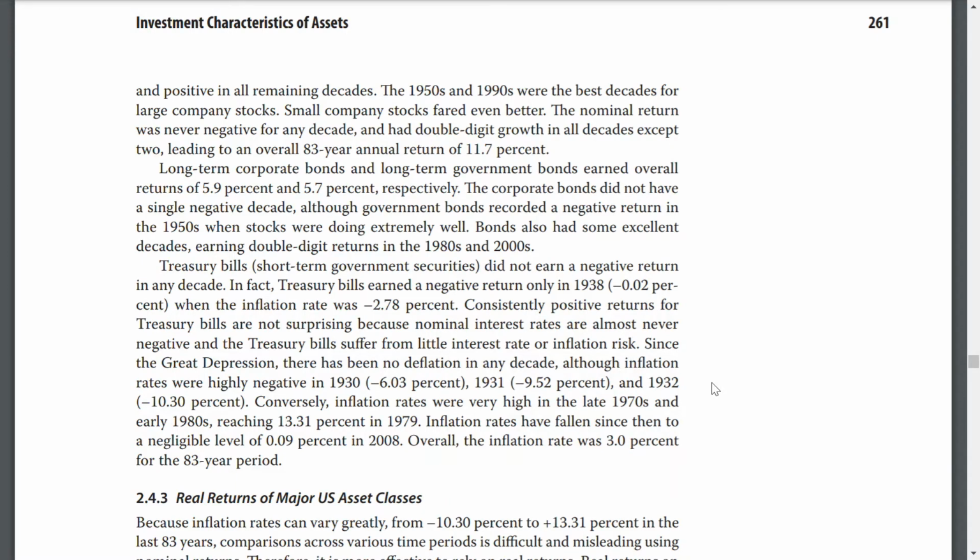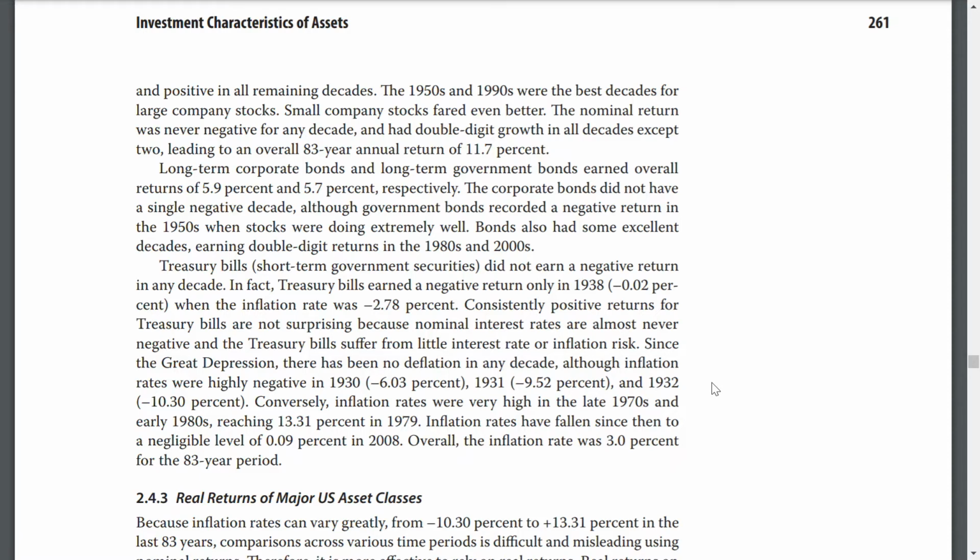Small company stocks fared even better. The nominal return was never negative for any decade, and had been double-digit growth in all decades except two, leading to an overall 83-year annual return of 11.7%. Long-term corporate bonds and long-term government bonds earned overall returns of 5.9% and 5.7% respectively. The corporate bond did not have a single negative decade, although government bonds recorded a negative return in the 1950s. When stocks were doing extremely well, bonds also had some excellent decades, earning double-digit returns in the 1980s and 2000s.